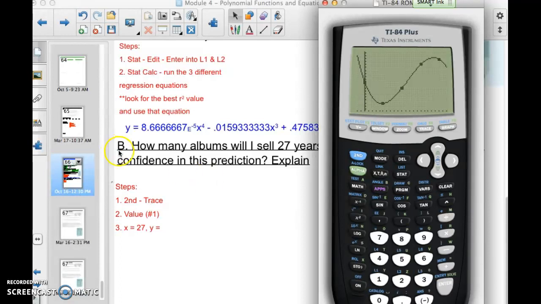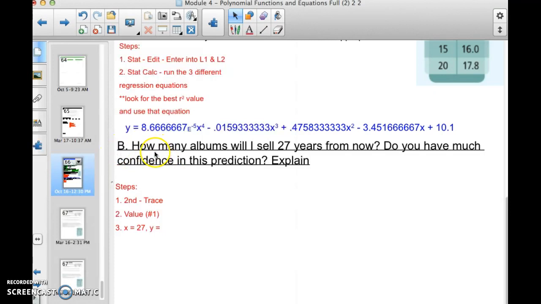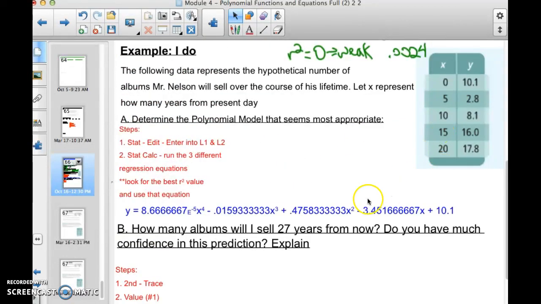All right? So this is the next part of this video. This is part B. So part B says, how many albums will I sell 27 years from now? And then do you have much confidence in this prediction? And we're going to explain that, all right? So there's two ways to do it. 27 is an x value, right? It's a year. I can input 27 in for my x's into this equation, and it will spit out an output of a y value. That would be a good estimate.